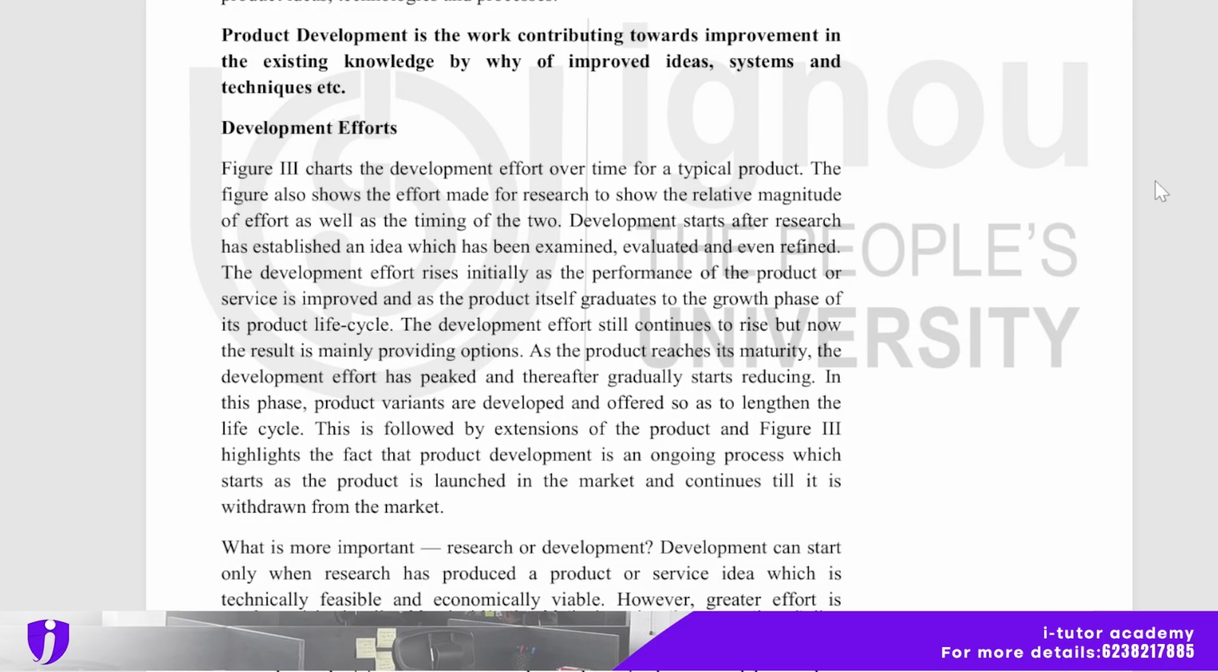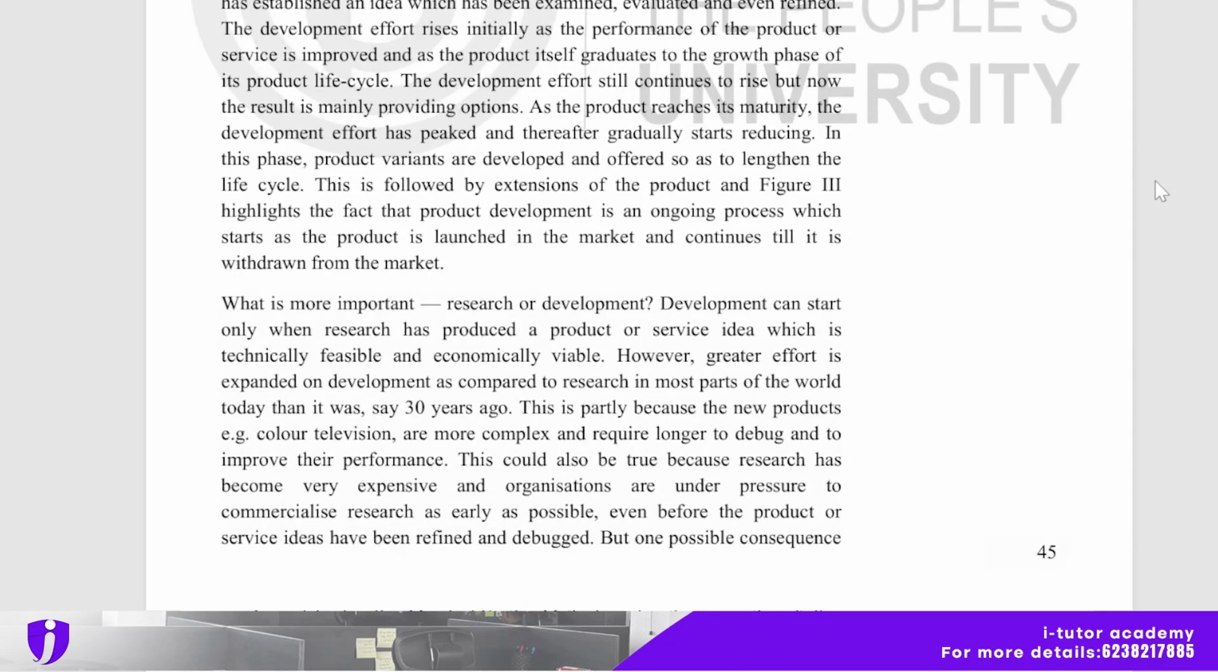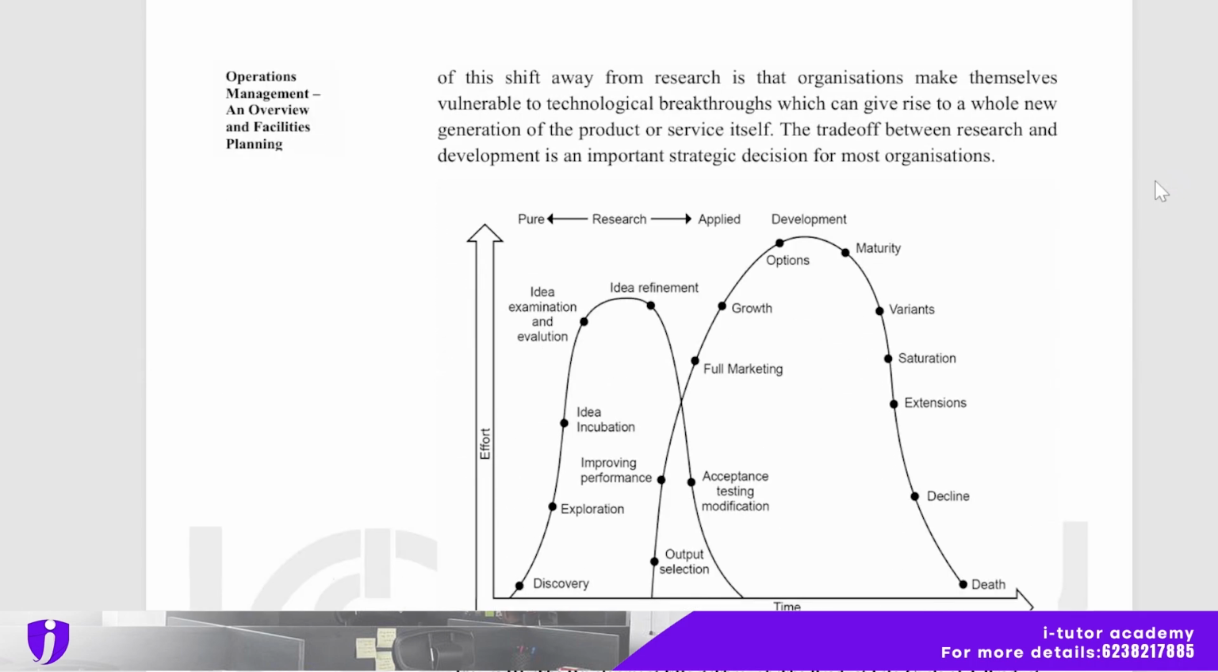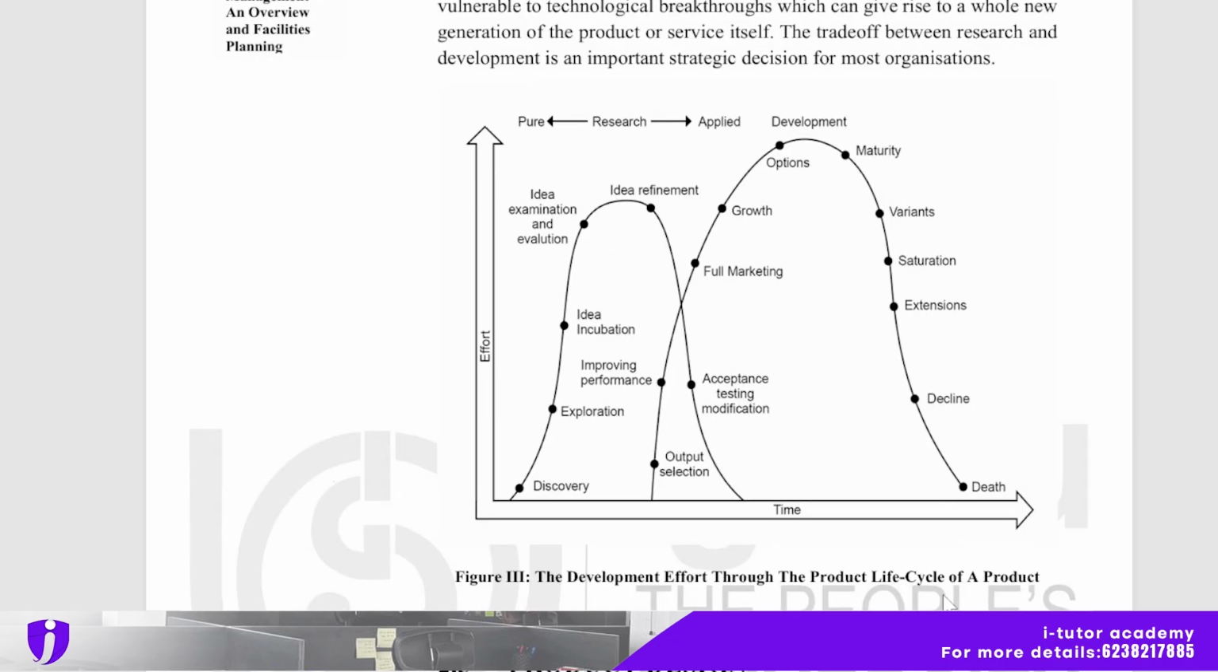The figure also shows the effort made for research to show the relative magnitude of effort as well as the timing of the two. Okay, so please refer to this figure. Figure 3, the development effort through the product life cycle. Well, we know what is product life cycle. There is an initial stage, introduction stage, right, and then growth stage is there, maturity stage is there, then there is decline stage. Through that there is a development effort through the product life cycle. Okay, so please refer to this, you will get more idea.